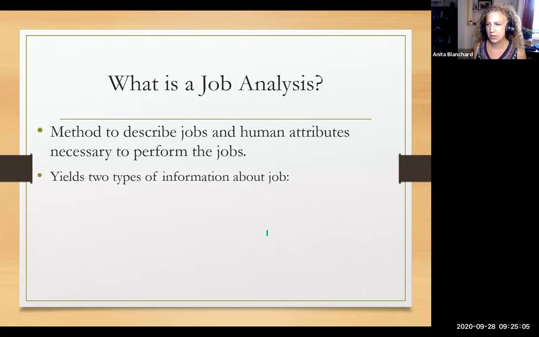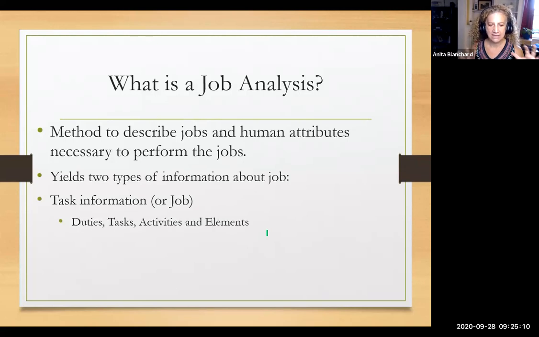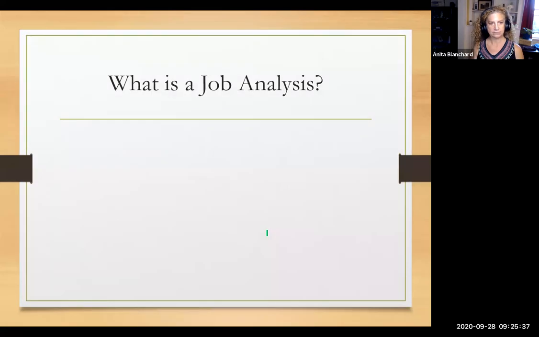So you get two kinds of information about the job. First, what tasks need to be done. When we think of tasks, we think of duties. A professor is responsible for teaching, making sure things are graded, making sure lectures are happening, making sure particular information is exchanged. Those are some of the tasks a professor needs to do as a teacher. And what else needs to happen? They need to show up for classes, be on time, publish, all of these things. That's task information.